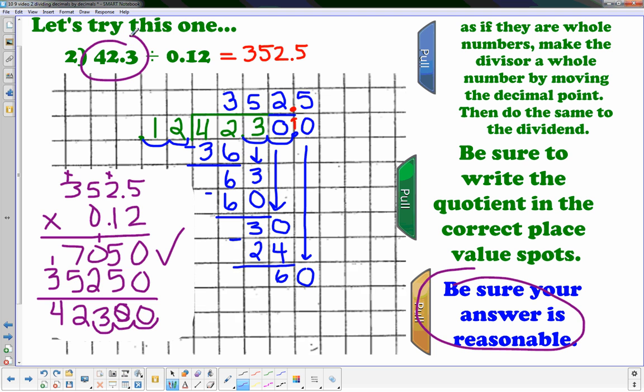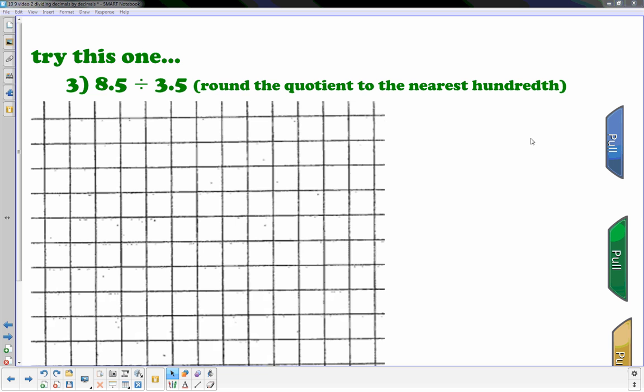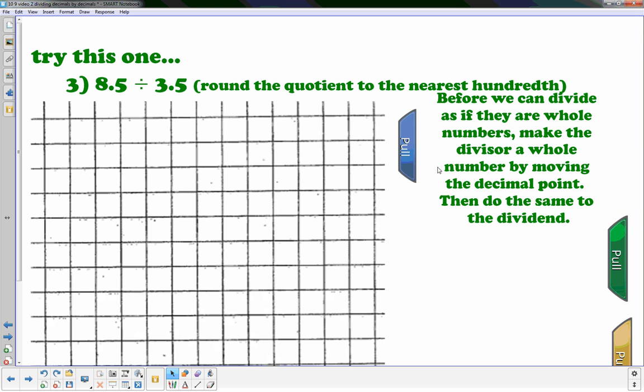Awesome. Pause the video, press play when you're ready for number 3. All right, before we move to number 3, remember, it's important that you're taking good notes. You get to use these notes on your quiz, and they're good to help you for upcoming homework and for tomorrow's activity. All right, get started by writing 8 and 5/10 divided by 3 and 5/10. We'll worry about rounding the quotient to the nearest hundredth in a little bit. So let's get it written down and let's get started.